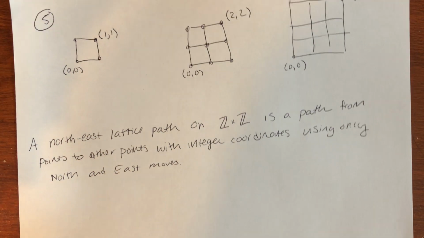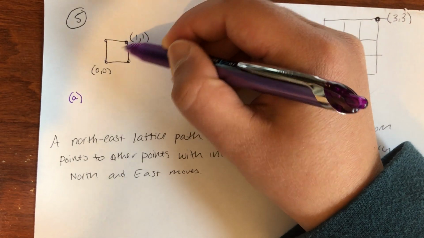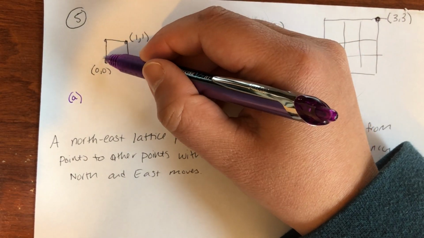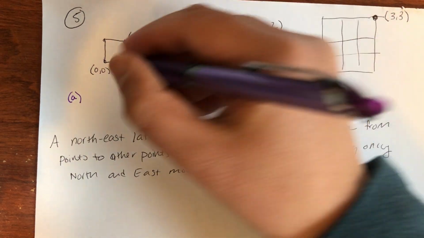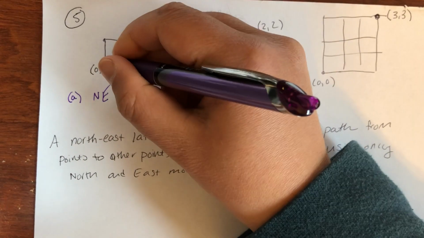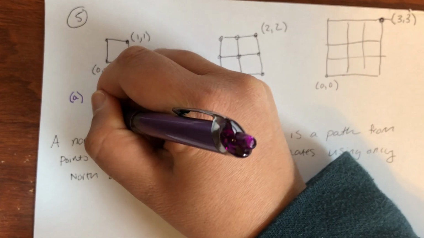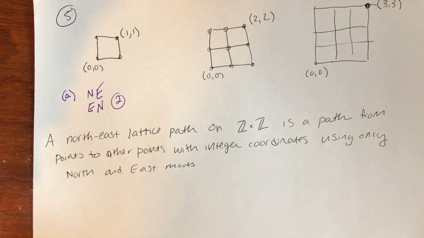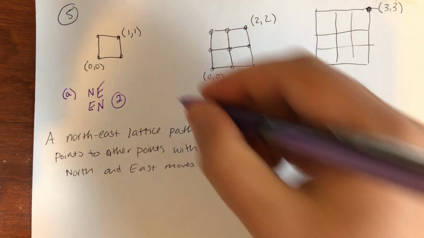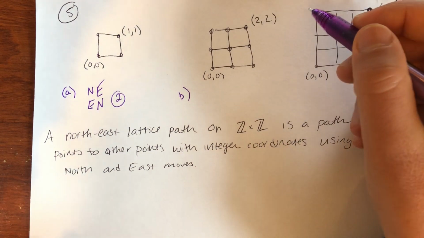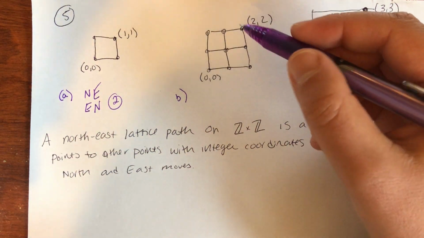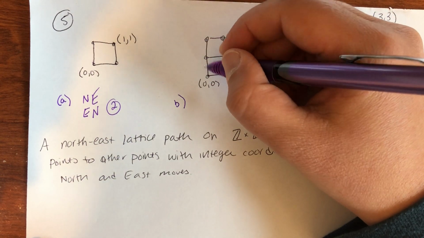So for part A, there's only 2 possible paths that you can take, and you can draw them out on the grid if you want, or you could just list them using the directions that you're going. So you go north and then east, or you go east and then north. So there's 2 paths here. Part B says, what if you were going from 0, 0 to 2, 2 instead? And this one's a little bit harder. We have to actually start listing them out more carefully.